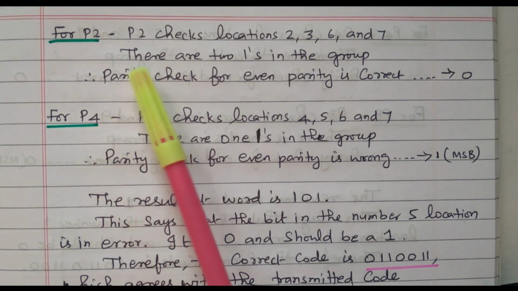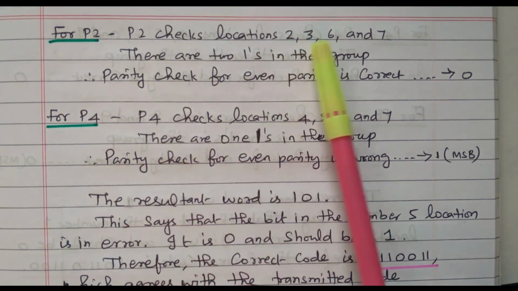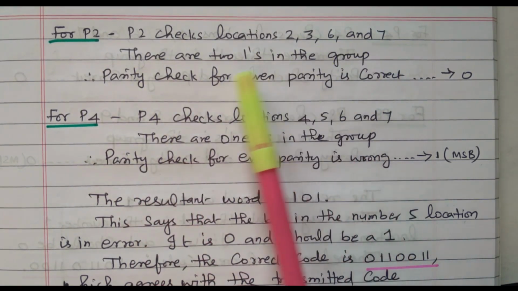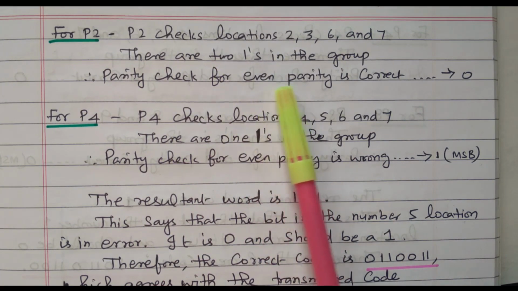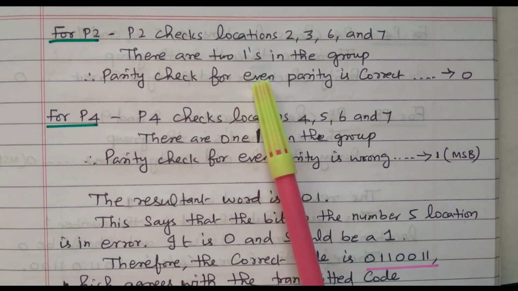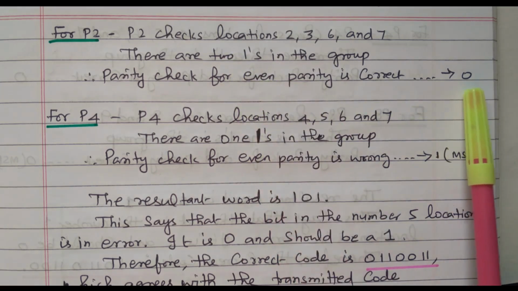Similarly, P2 will verify the locations 2, 3, 6, 7. In 2, 3, 6, 7, there are 2 ones available. 2 means an even number, and we are using even parity. An even number of ones with even parity means it is 0, right. The center bit will be 0.